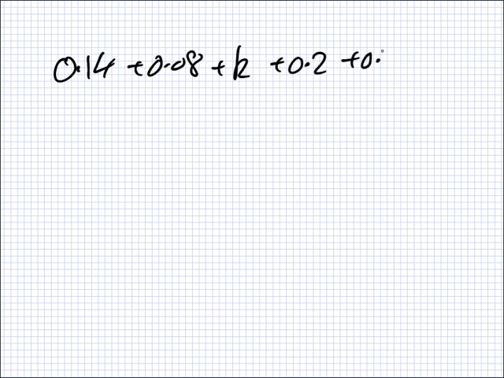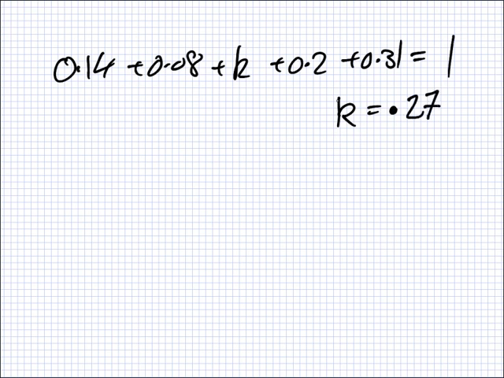So how do you get the K? The total has to be 1, doesn't it? So you need 0.14 plus 0.08 plus K plus 0.2 plus 0.31. That has to equal 1. So what does the K equal?